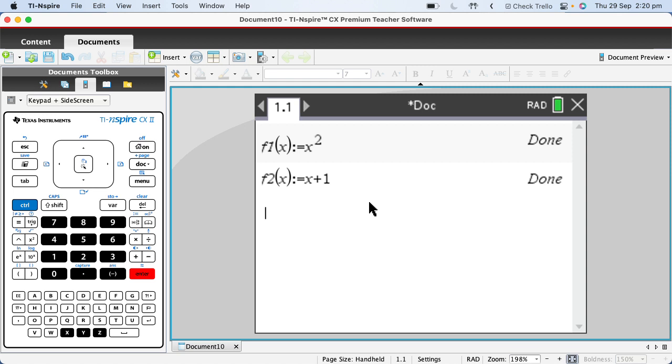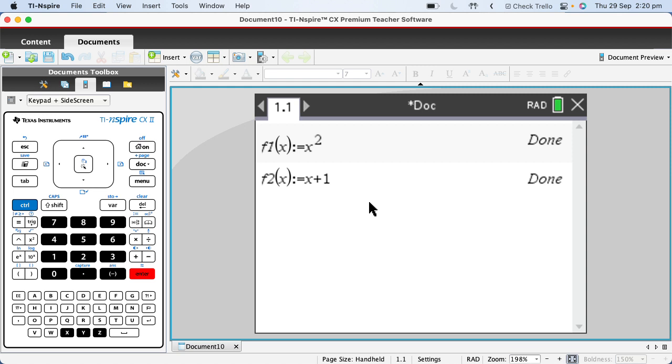So if f1 of x is equal to x squared and f2 of x is equal to x plus 1, then f1 composed with f2 of x is a new function, which I'm going to call f3 of x.